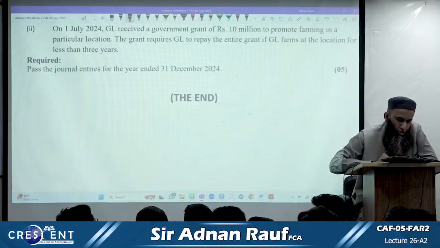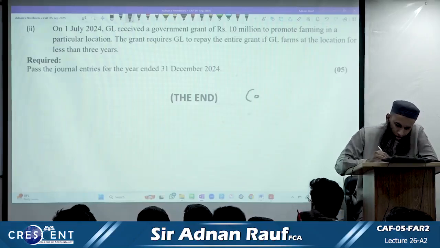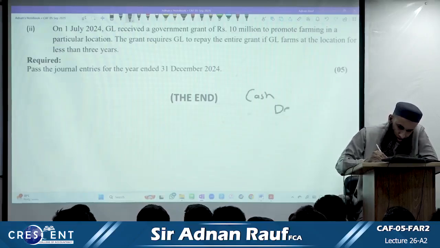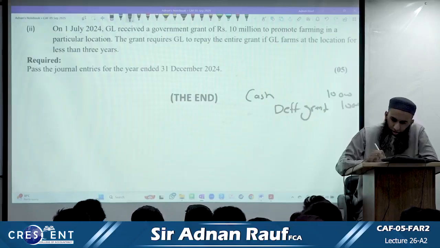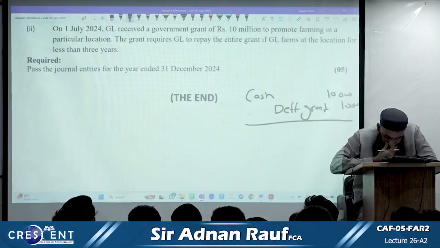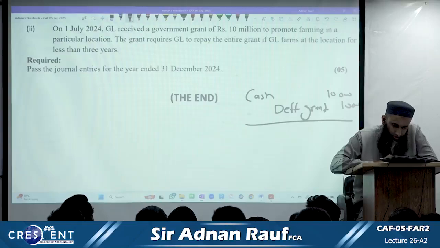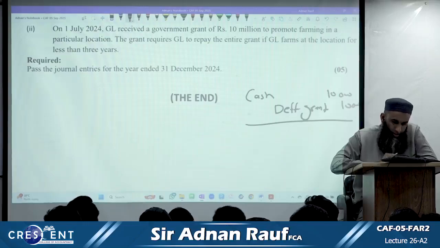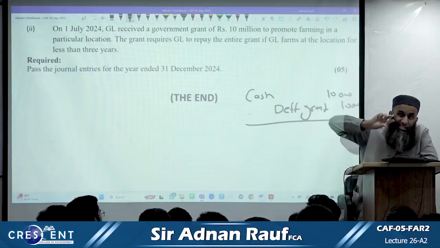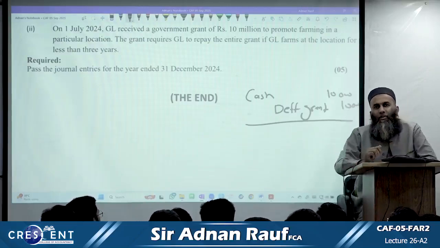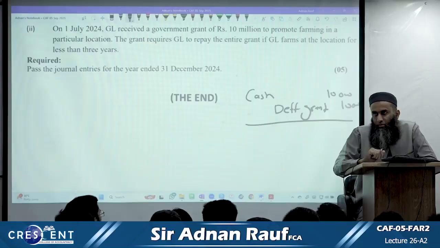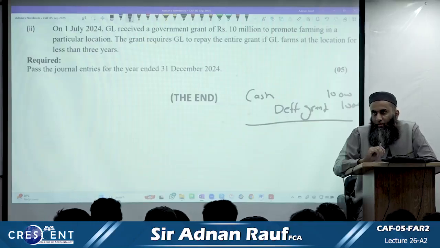On 1 July 20X4, GL received a government grant of 10 million to promote farming in a particular location. He said the entry: cash debit, deferred grant income credit. By how much? 10 million. The grant requires GL to repay the entire grant if GL farms at the location for less than 3 years, then the entire grant will have to be returned. Tell me what to do.